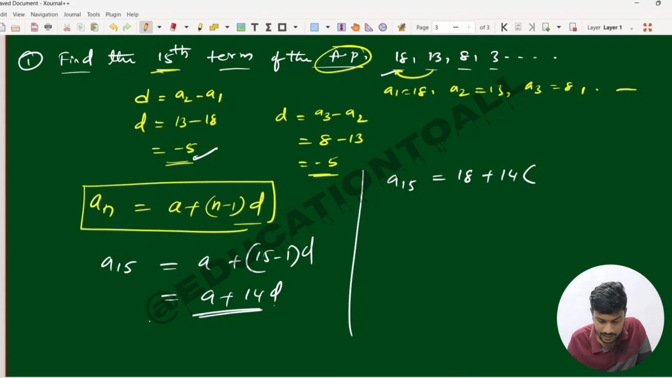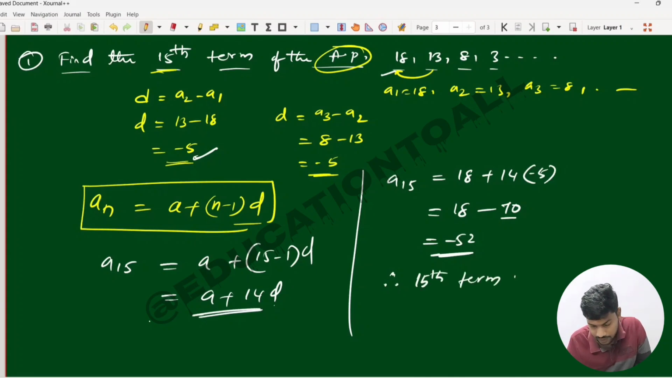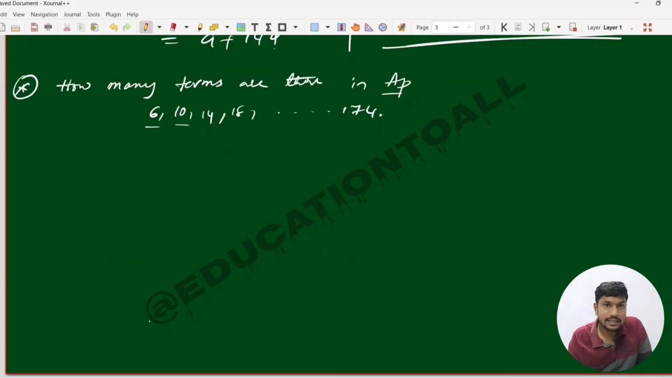So replacing minus 5 inside, we get 18 plus, plus into minus is minus, 14 fives are 70. So therefore 70 minus 18, how much? Minus is the bigger number, so we will get minus 52. So minus 52 is the answer. So therefore I can say that the 15th term in the AP is equal to minus 52. Okay, let us see one more example.